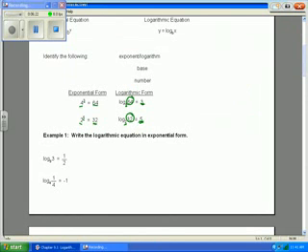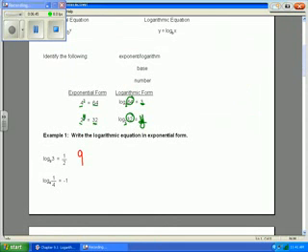Well, right now you have all of those numbers there, but in the future, if this was an unknown, 2 to what power equals 32, or maybe it's even a number that isn't a regular number, we're eventually going to learn how to solve that. Okay, so let's write these logarithmic equations in exponential form.